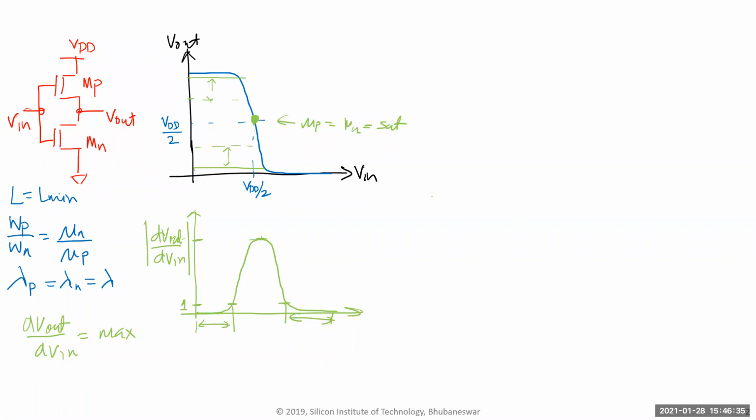Okay, so what is this point here? This point is when V in equals V out. So how do I get V in equals to V out here? Just short it, right? If I just short it, I get V in equals to V out, right?